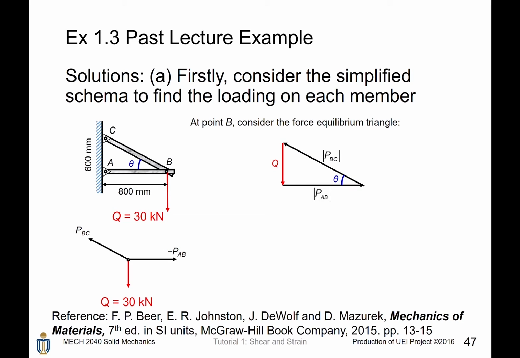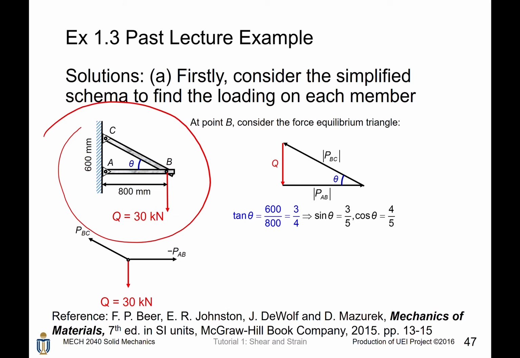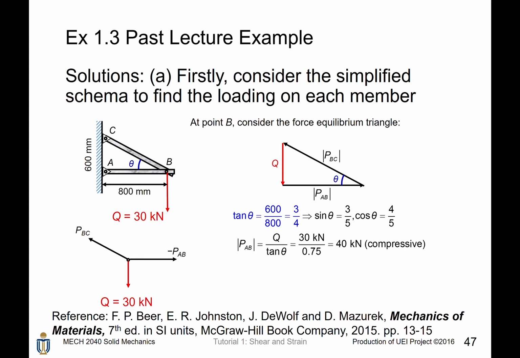It looks like this, and we can find the magnitude of force in AB and BC by using this triangle. By this geometry, we know that tangent theta equals 600 divided by 800, which equals 3 over 4. Consequently, we can find sine theta and cosine theta are 0.6 and 0.8 respectively. Therefore, by using trigonometry, we can find the magnitude of force in AB and BC.